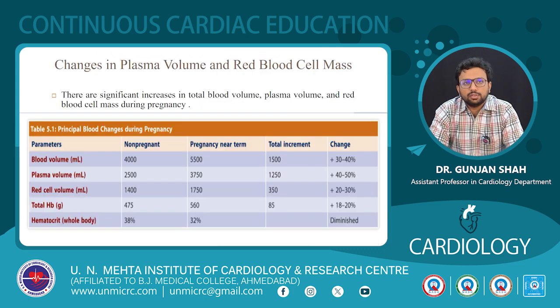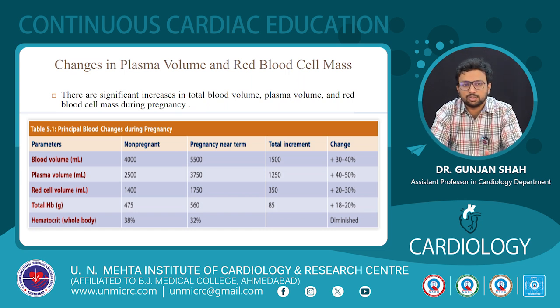This is the absolute value changes in plasma volume and red blood cell mass. There is a 30 to 40% increase in blood volume, from 4 liters to approximately 5.5 liters, and plasma volume is increased more compared to RBC mass. So plasma volume is increased by 50% and RBC mass is increased by 20 to 30%, which leads to an overall blood volume increase of 35 to 40%.